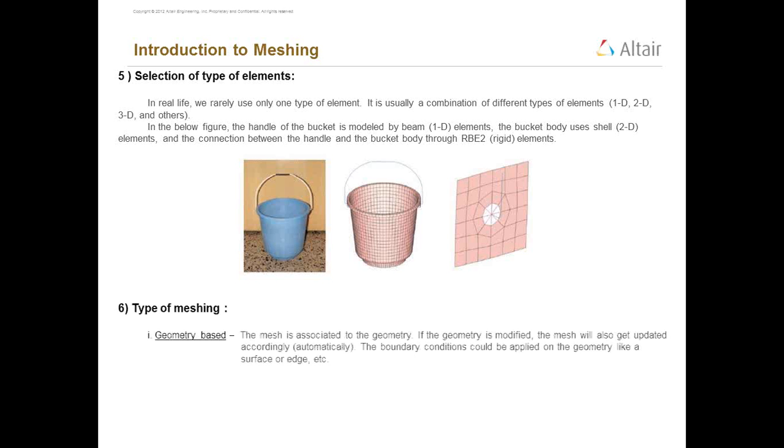Then type of meshing. If it's a geometry based meshing, the mesh is associated to the geometry. If the geometry is modified, the mesh will also get updated accordingly automatically. The boundary condition could be applied on the geometry like surface or edge, etc. And FE based mesh is not associative. The boundary conditions are applied on elements and nodes only. So you have to decide the type of meshing you are going to perform, geometric based or FE based.